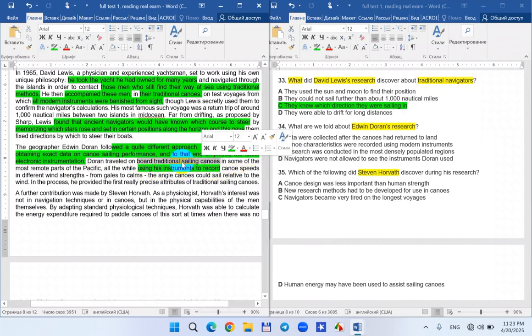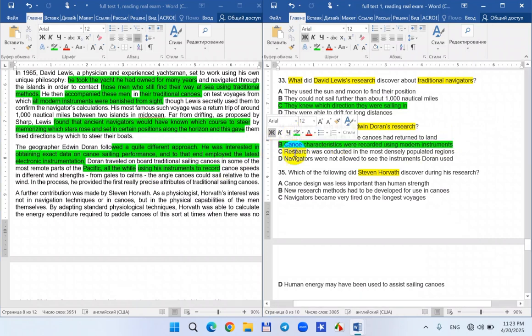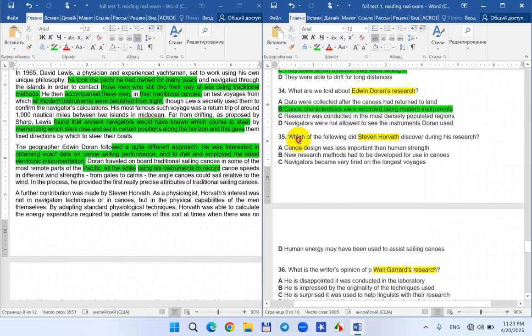They said, okay, so data were collected after return to land, recorded using. I think this one is definitely correct. I think this was an easy one. Most densely populated. No, navigators were not allowed. They didn't talk about whether something was allowed or no. I have to be faster.